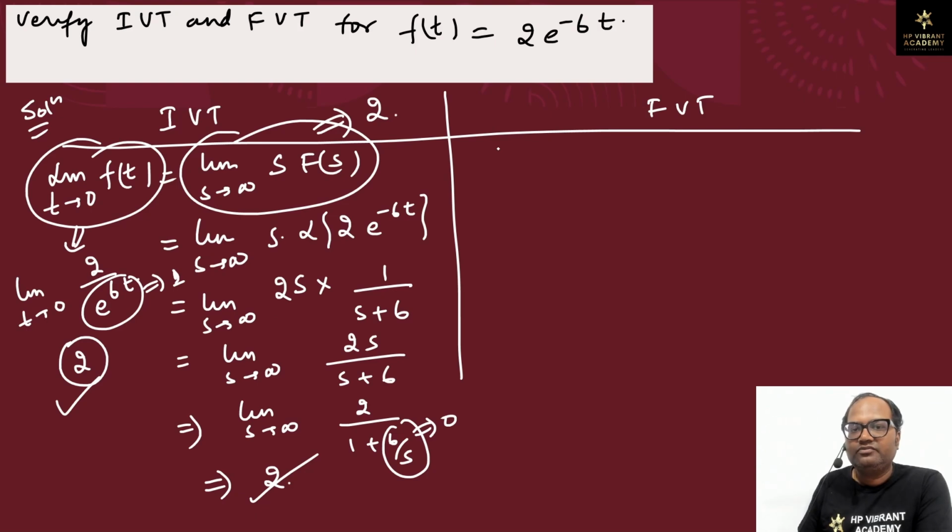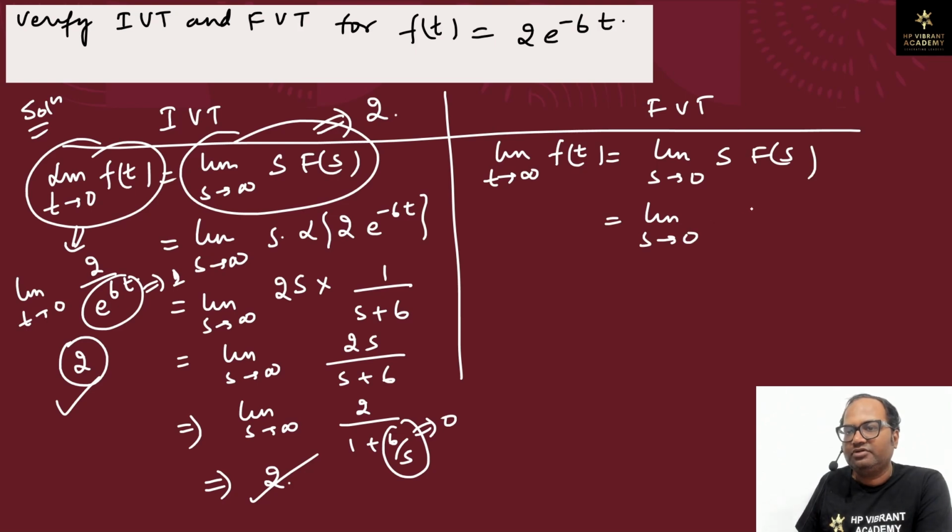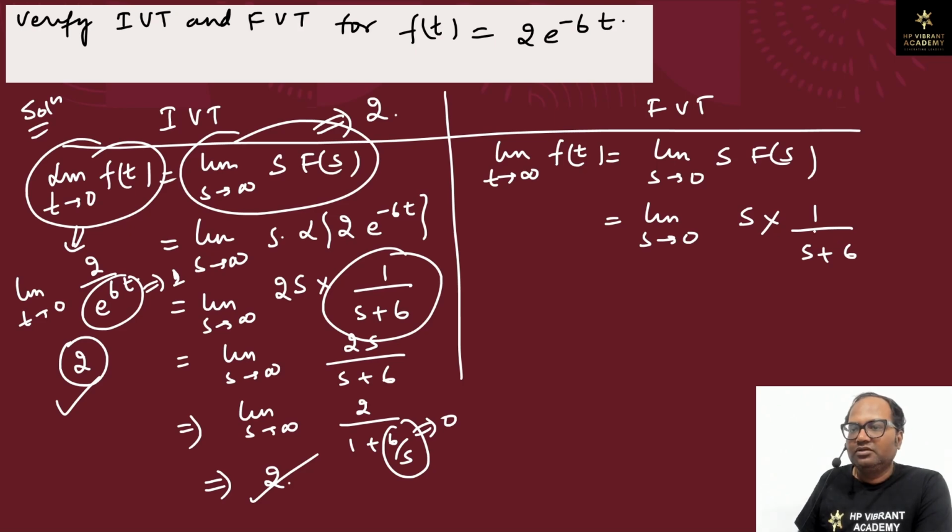For the final value theorem, we have limit t tends to infinity f of t is equal to limit s tends to 0 s times F of s. So we have limit s tends to 0 s times F of s, which is s times 1 upon s plus 6, right? So s tends to 0, and putting s equal to 0, the value of this sF(s) will be 0. So we have RHS as 0. So the value of this expression is 0.